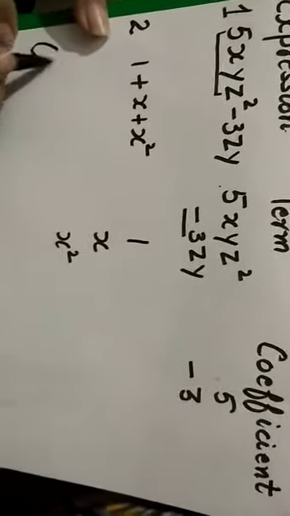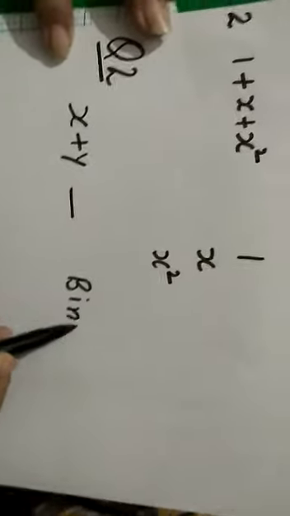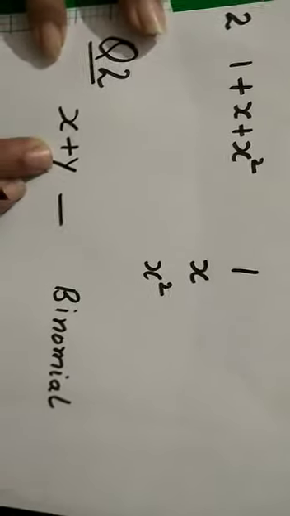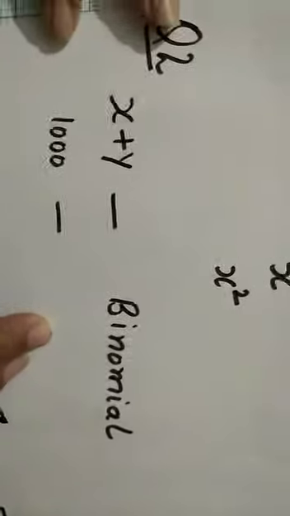Now question number 2. Classify the following polynomials as monomial, binomial, trinomial. Which polynomial do not fit in any of these categories? Now the first one, it is given to you x plus y. So in front of that write down binomial, because there are two terms. Next we have 1000. So it will be monomial.